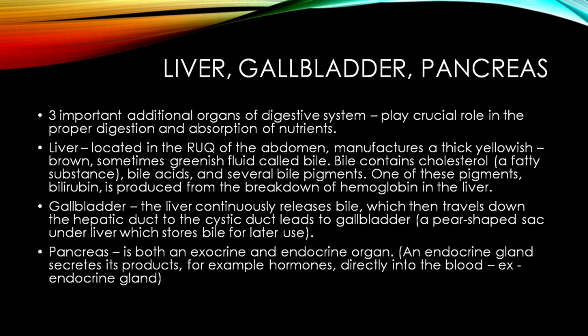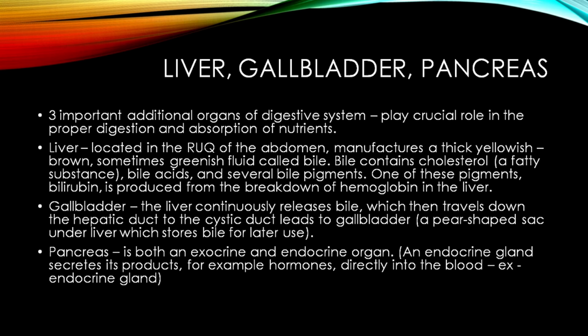Liver, gallbladder and pancreas. These are the three important additional organs of the digestive system which play a very crucial role in the proper digestion and absorption of nutrients. The liver, located in the right upper quadrant of the abdomen, manufactures a thick yellowish brown, sometimes greenish fluid called bile. Bile contains cholesterol, bile acids and several bile pigments. One of these pigments, bilirubin, is produced from the breakdown of hemoglobin in the liver.